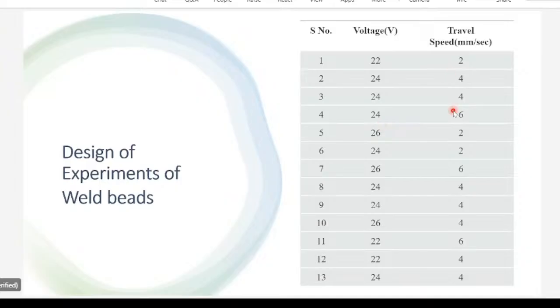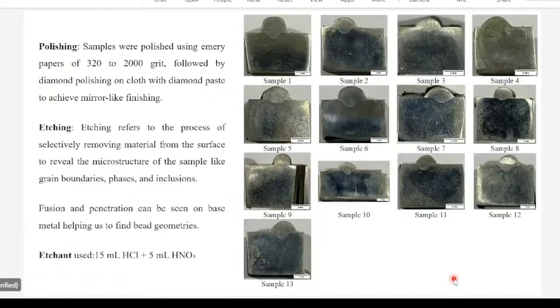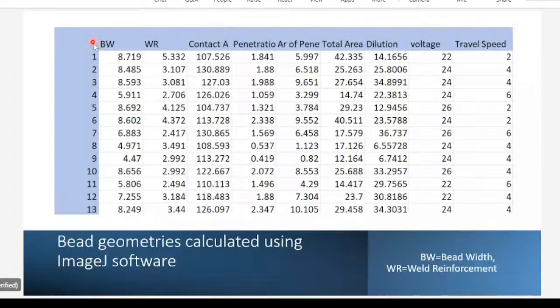So he got a 13 process parameter combination. For this combination, he has taken the cross sections, polished them, etched them, and after diamond polishing, etched them again, taken the bead images, added a scale bar, and measured all the parameters. This is the table of 13 parameters, and he has calculated the bead width from all the images.